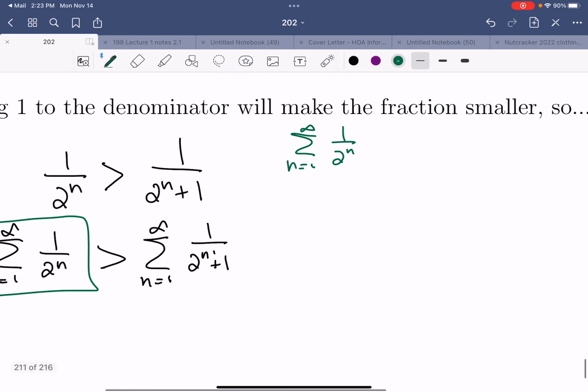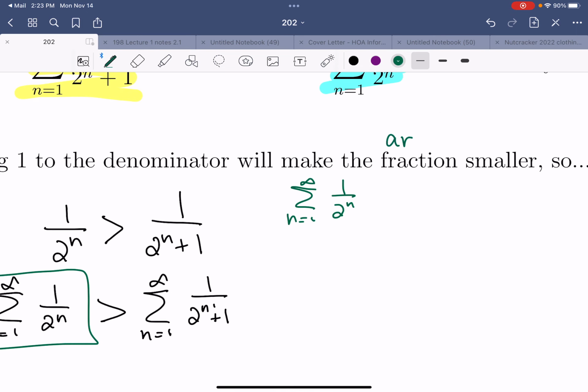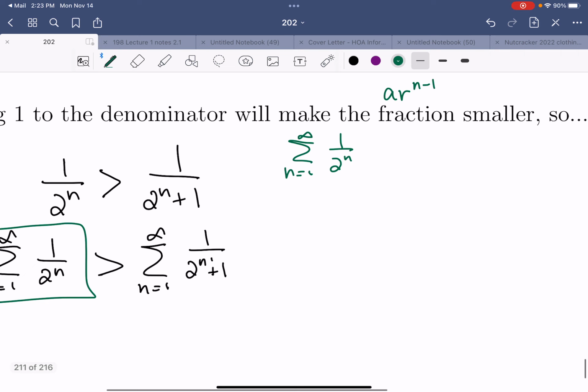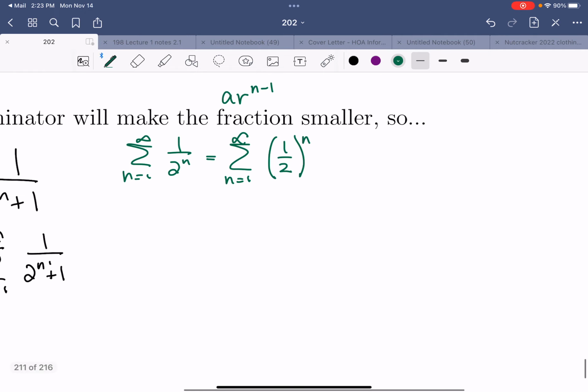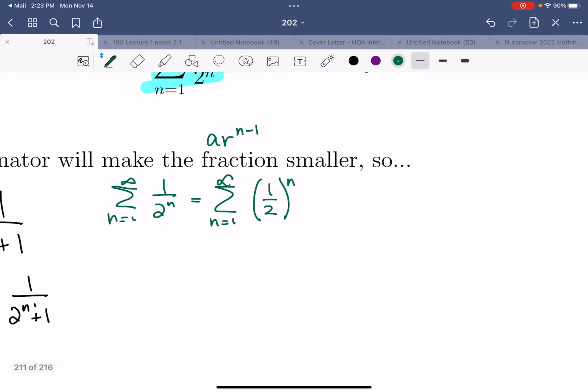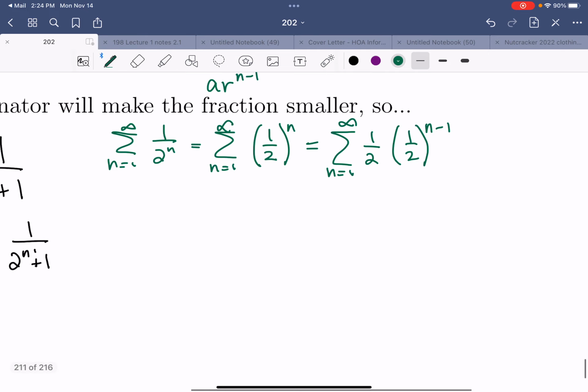And this is geometric, so let me find its sum. Well, in order to find its sum, if it's geometric, I need to make it look like a times r to the n minus 1. And I have something to the n. So the first thing I want to do is make this all one fraction to the n. And I can do that because 1 to the n is just 1. And then I want it to be n minus 1, so I'm going to pull one of those to the front. So n equals 1 to infinity, pull one out front, and then the rest of them will be n minus 1. I had n, I moved one away, now I have n minus 1. And then this is my a, and this is my r.